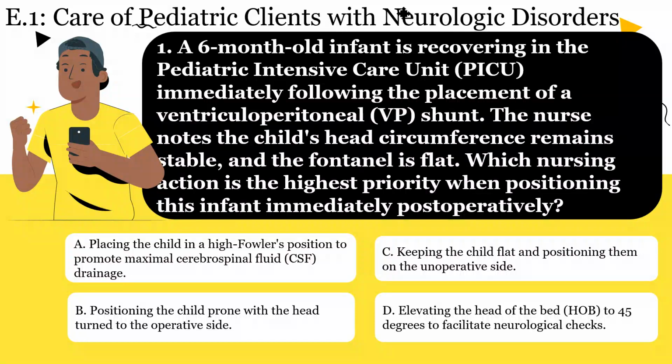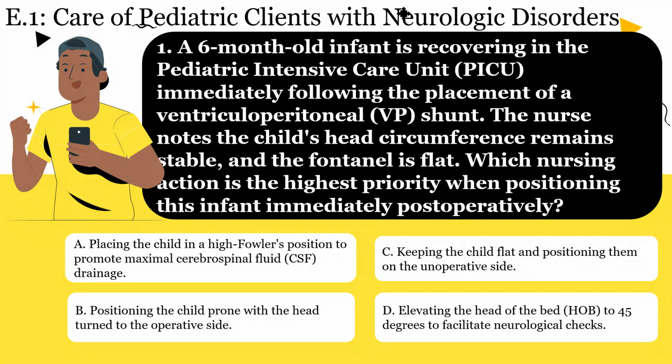A. Placing the child in high Fowler's position to promote maximal cerebrospinal fluid drainage. B. Positioning the child prone with the head turned to the operative side. C. Keeping the child flat and positioning them on the unoperative side. Letter D. Elevating the head of the bed to 45 degrees to facilitate neurological checks.